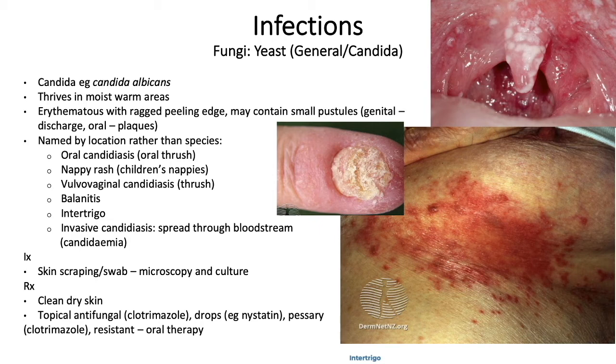If the mouth is infected, drops can be used like nystatin. Pessaries can be used in the vagina. If the infection is resistant, oral therapy can also be used.